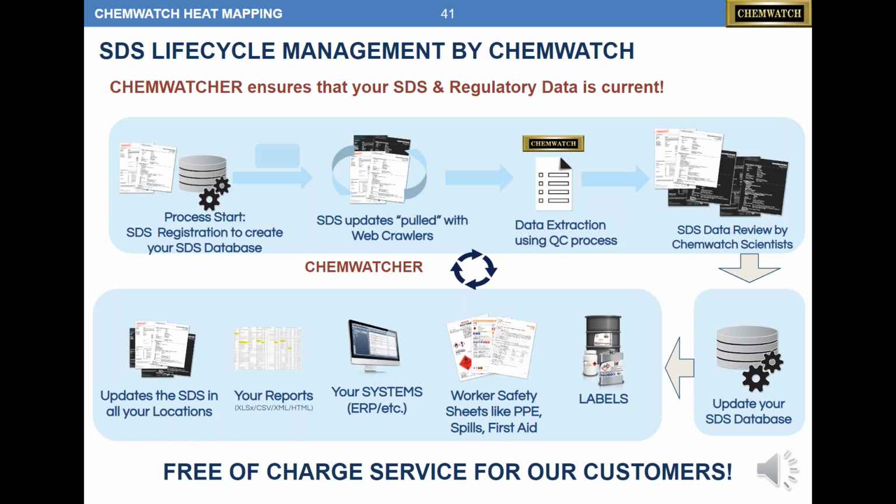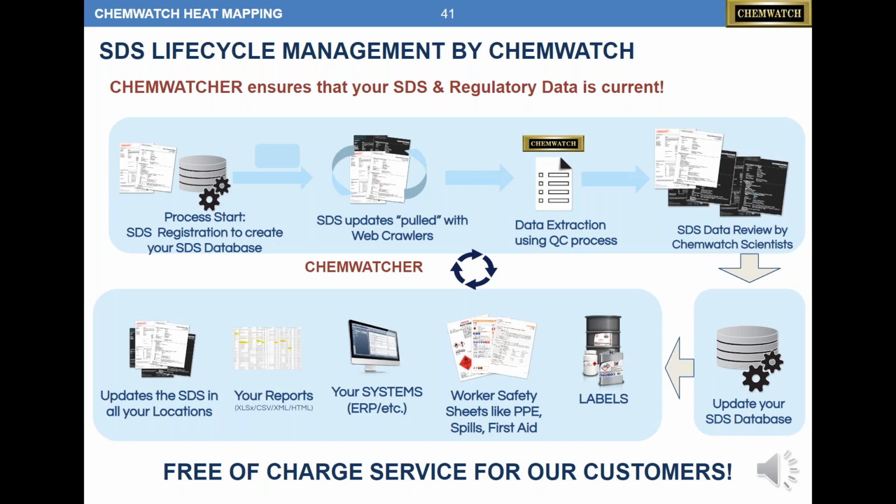However we get this data, whether it's web crawled, from another user, or you submit it, we bring it into our QC process. It's reviewed by one of our Chemwatch chemists, and then we input it in the database. And once it's in the database, anybody else that has that same chemical will get a notification, and then we leverage that data. So this is the most important part of this, a busy slide, I apologize for that. But that lower right corner is how we're able to create the heat maps.